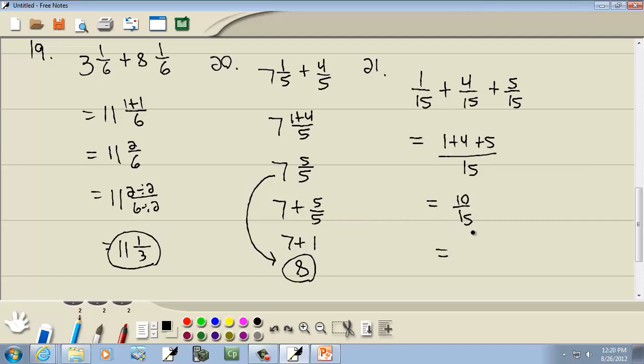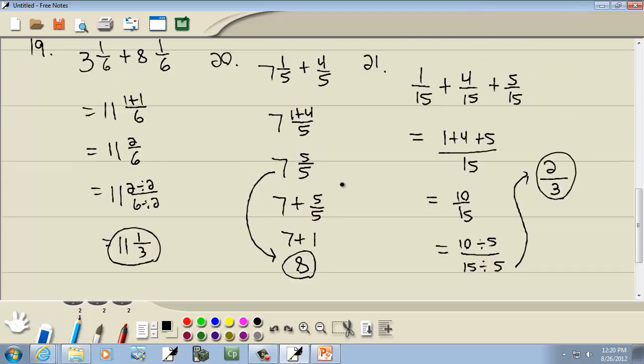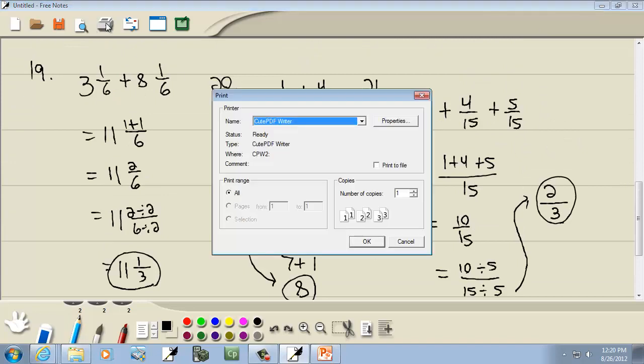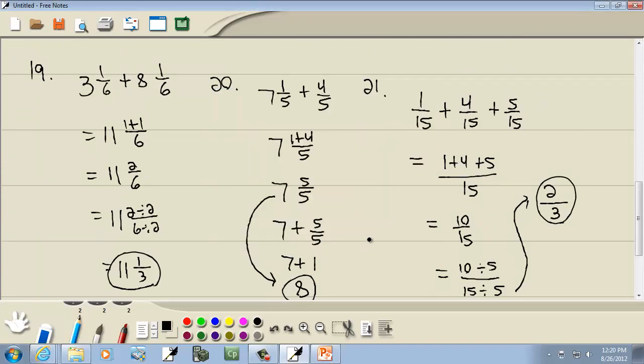Top and bottom are both divisible by 5. So we got 10 divided by 5 over 15 divided by 5. Well, 10 divided by 5 is 2, and 15 divided by 5 is 3. So our answer would be 2/3. And let me save that, and we'll start a new page.